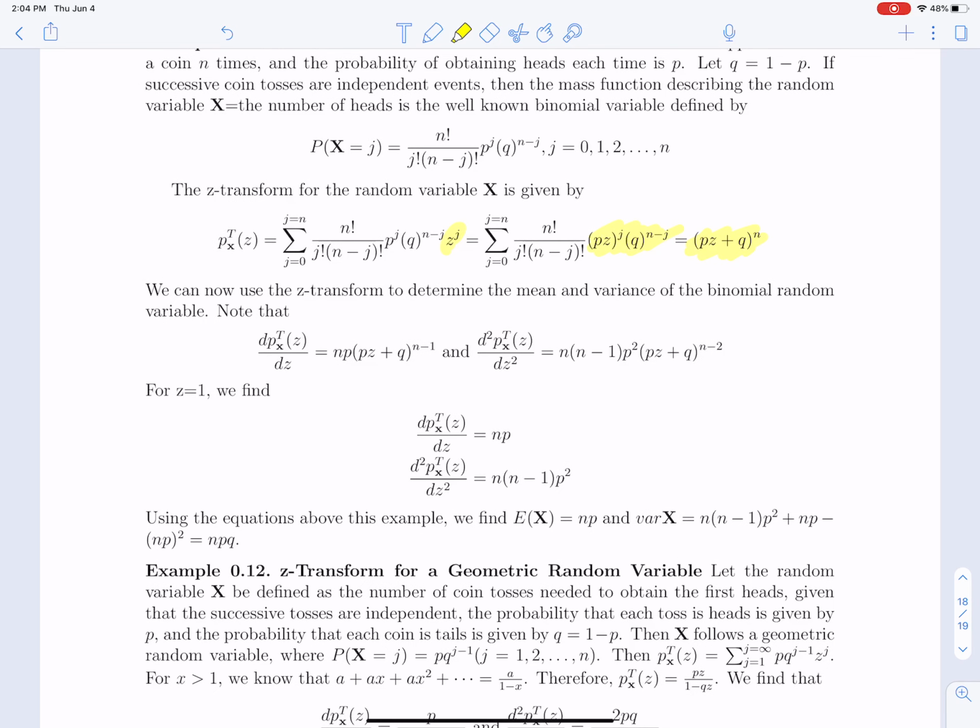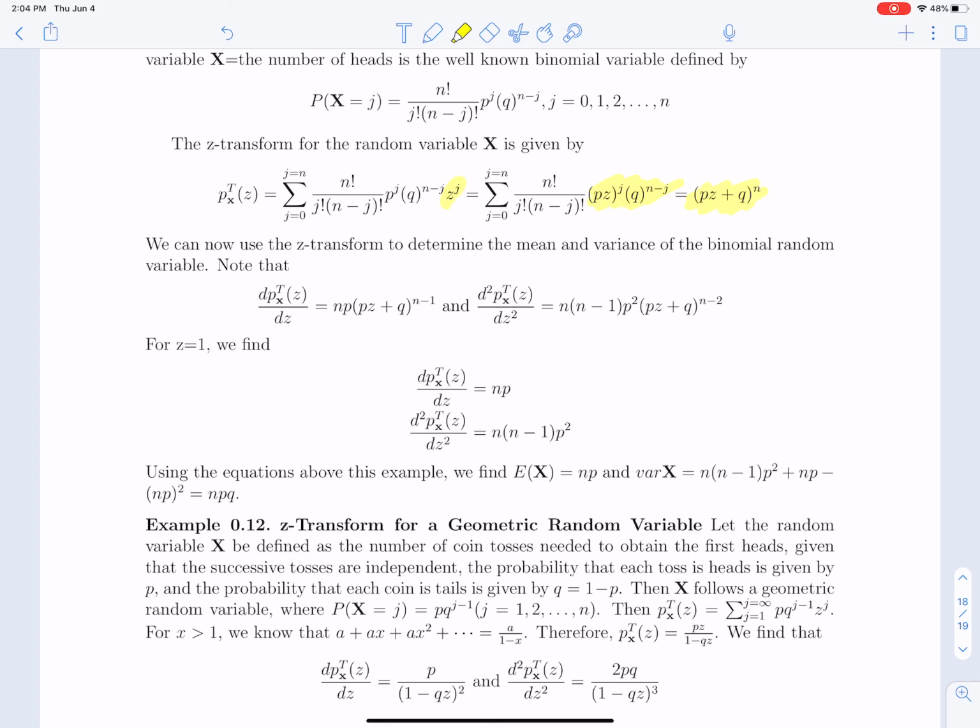So we're now going to use this Z transform to determine our mean and variance of the binomial random variable. If we remember from above, we have these two moments, and we're going to do this for z equals 1. So if I plug z equals 1 in, I would just end up with n times p for the first one, because p plus q is just 1, so I have 1 to the n minus 1, n times p, and you literally just end up with n times p. And then the same thing happens here, since q would be 1 minus 1, which is 0. P times 1 is still p.